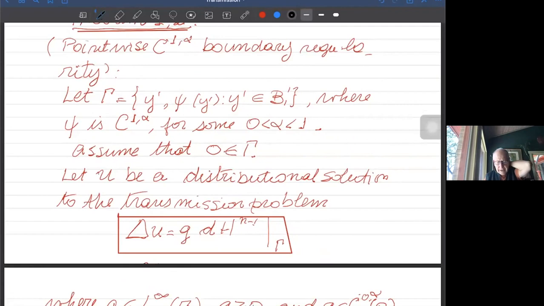We have gamma, right? And we have proven that the curve gamma is y prime, psi of y prime, because it was a smooth curve from the beginning, right? Where y prime is the horizontal line, and where psi is C1 alpha for some zero less than alpha less than one, okay? So basically remember that psi is the function of the flat thing, okay? So we have the flat thing, and the y, okay? Assume that alpha is between zero and one, okay?